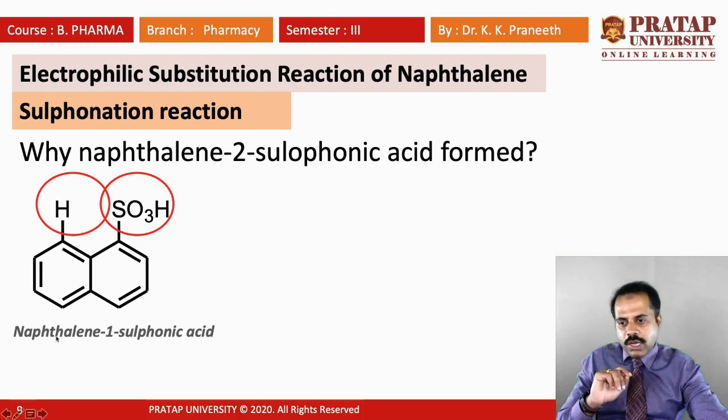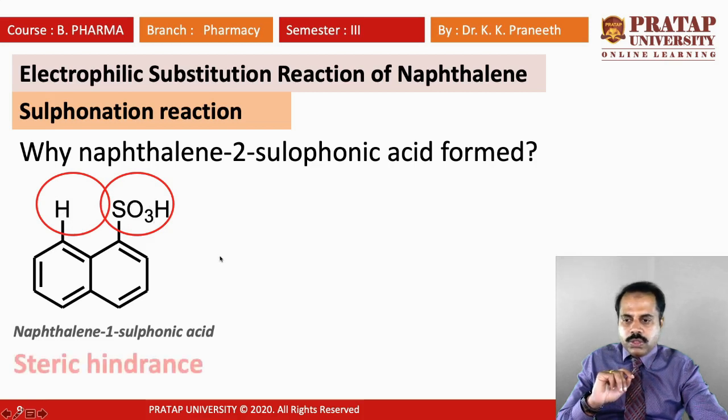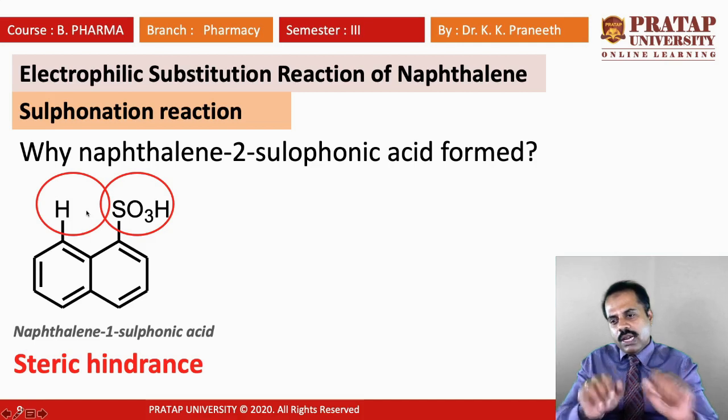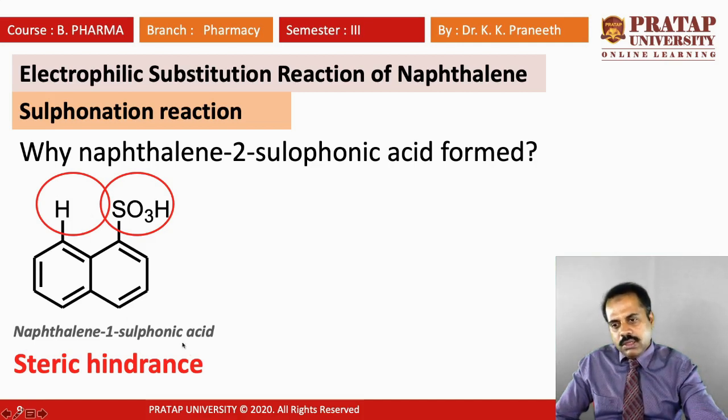That is more stable. So naphthalene 1 sulfonic acid is having a direct interaction between the hydrogen of this ring and the sulfonic acid of this one. Or you can say that the first position is having an interaction with the 8th position. This is the 8th position. So there is a steric hindrance, meaning there is a crowd, there is an interaction, in the case of naphthalene 1 sulfonic acid.